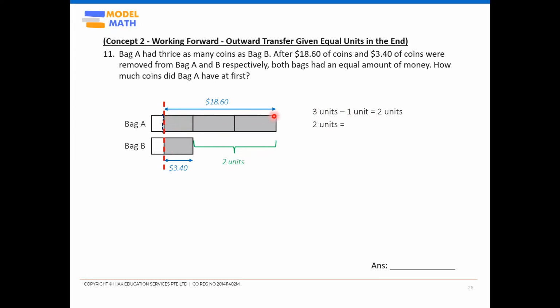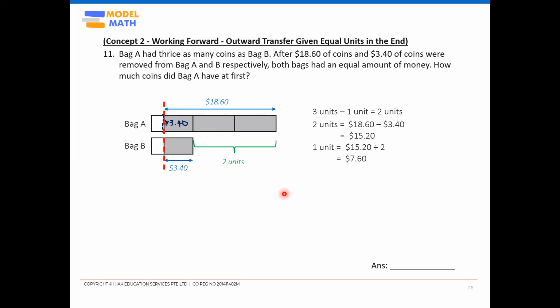From red line to here is 18.60. From red line to here is 3.40. So in other words, some of you, if you can't tell, this will be $3.40 also. Okay, this shaded part specifically. So now to find the 2 units here, I simply take this minus 3.40. And that will give us 15.20. Okay, likewise, we want to find 1 unit as usual. Do division, and you should get 7.60 per unit.